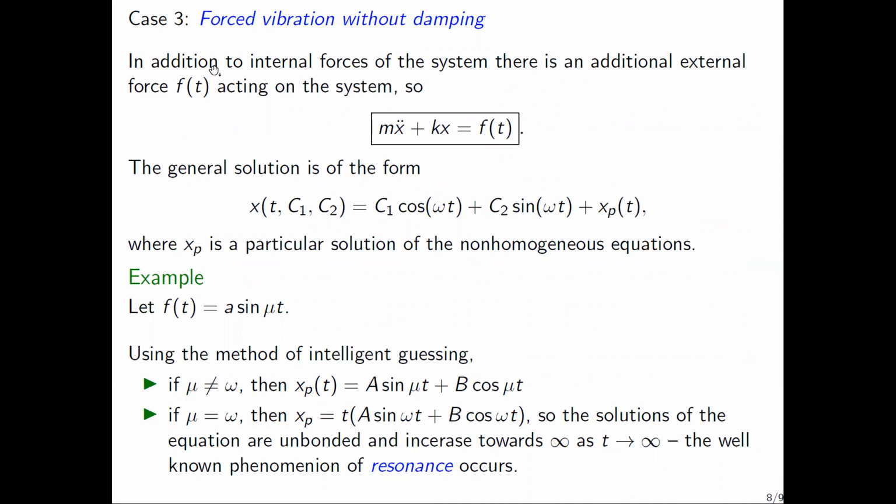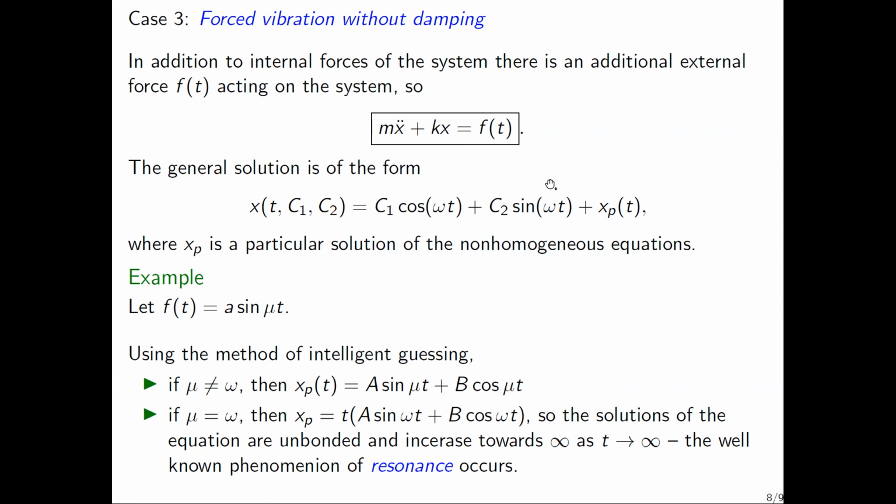And then the third case is forced vibration without damping. So this means that we don't take into account damping, but we have a force acting on our body. So this is f of t. This force constantly acts on our body, but it doesn't need to be the same size all the time. So its size is modeled by this function f of t. In this case, the differential equation is m x double prime plus k x is equal to f of t.